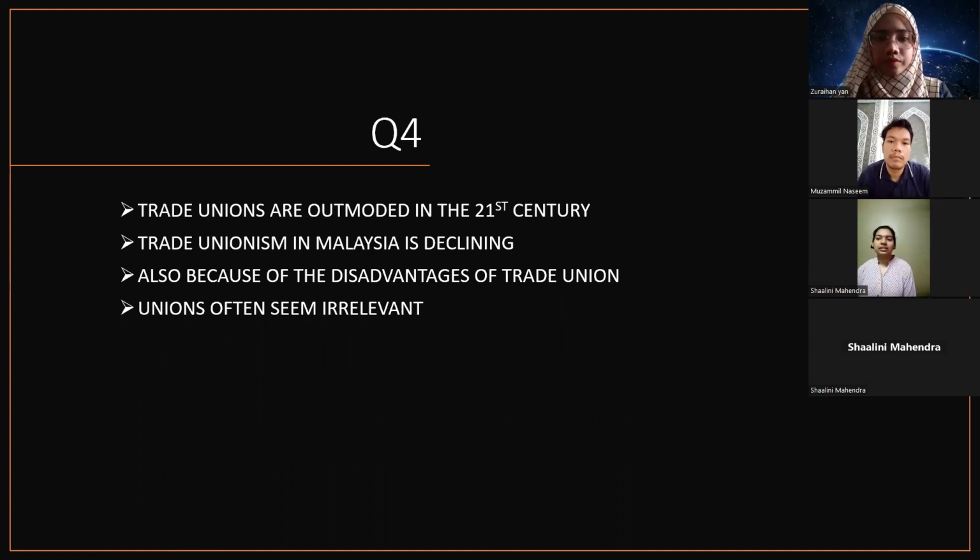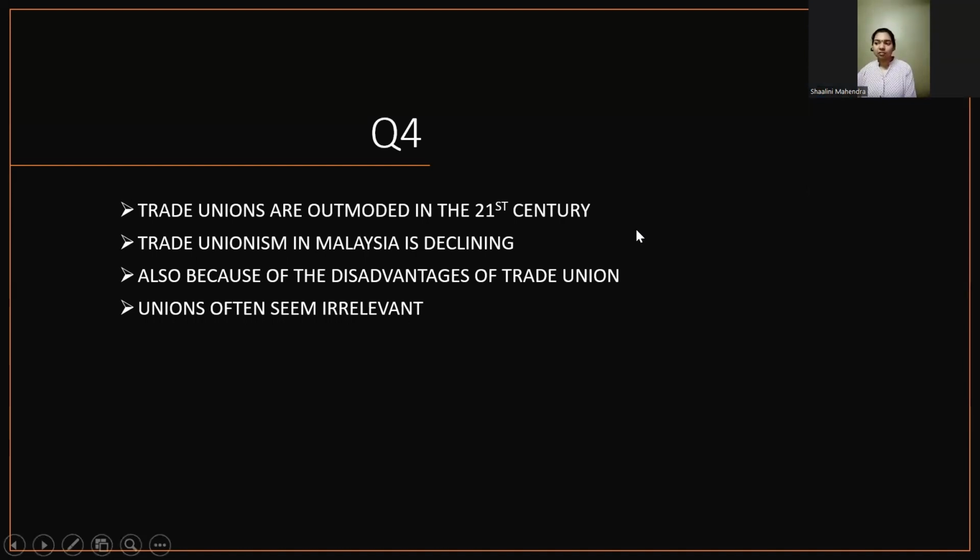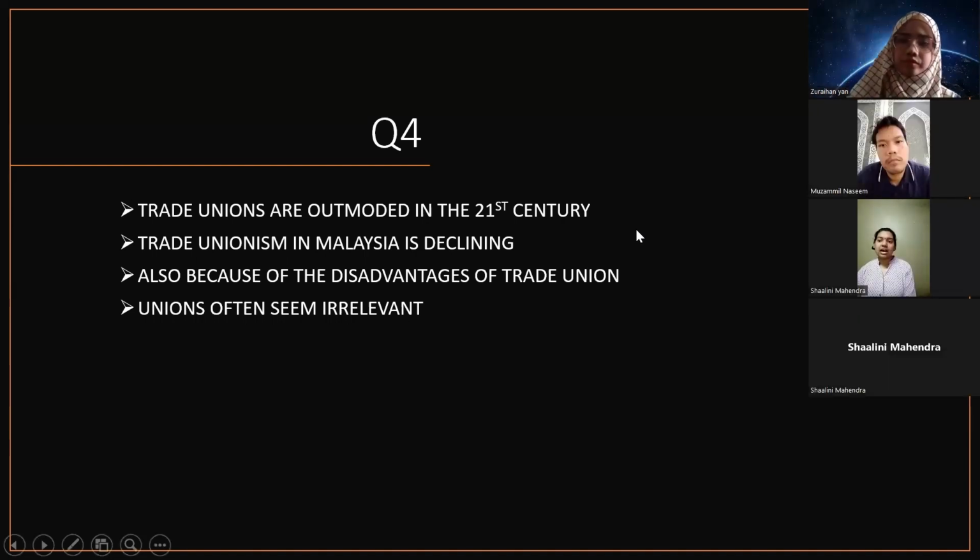I'm Shalini Mahindra, and I will be presenting question 4. Are trade unions outmoded in the 21st century? Justify your answer. Yes, trade unions are outmoded in the 21st century. Unionism in Malaysia is declining due to the adverse attitude shown by most employers, despite the existence of law that protects workers' rights to unionize. This has resulted in less interest exhibited by new employees, especially Generation Y, to join the union.